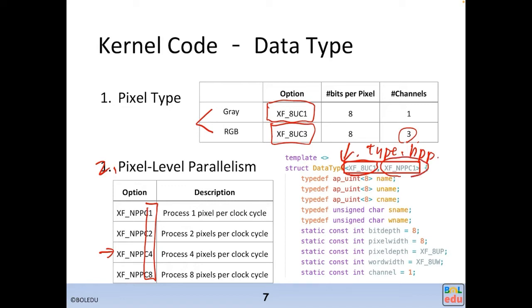So it will store many different things in this data type. And we use this data type in the stream and buffer, where we store the image pixels.